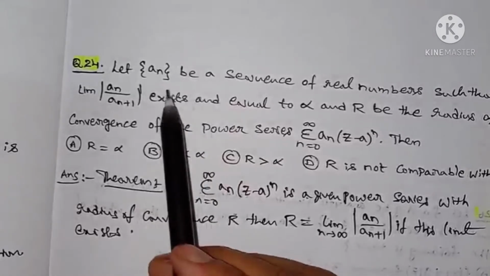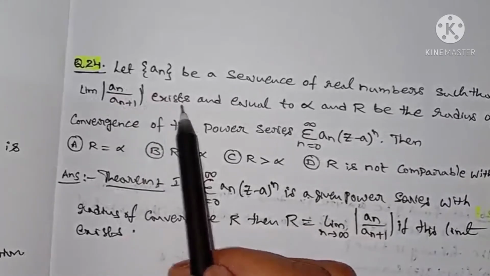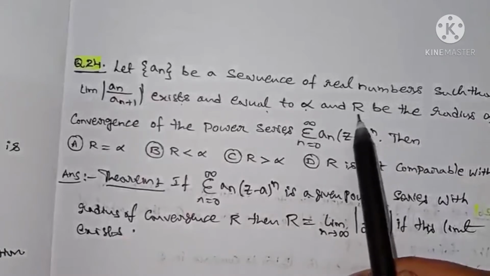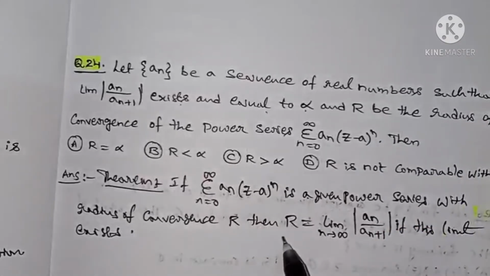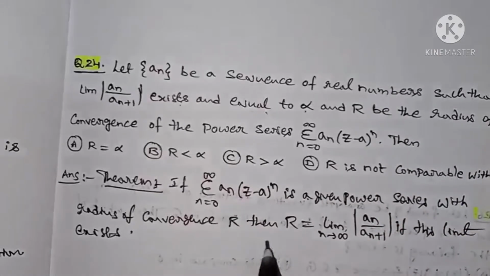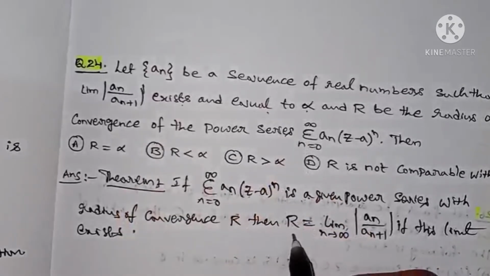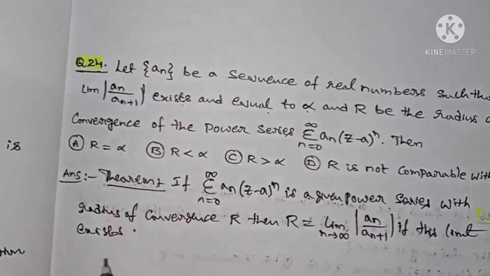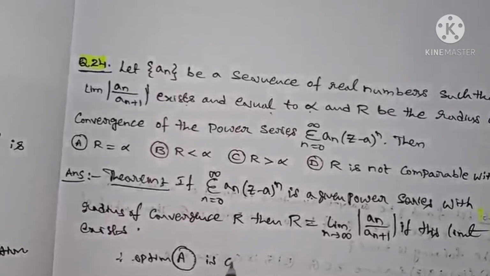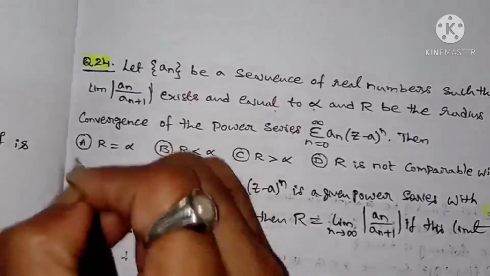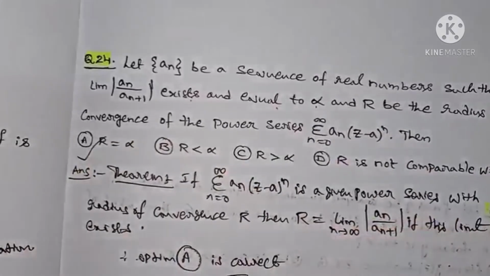So here the given question is: a_n be a sequence of real numbers such that limit as n tends to infinity of modulus of a_n by a_{n+1} exists and it is equal to alpha, and R is the radius of convergence of the power series. Now comparing with the theorem, here R is the radius of convergence of the given power series and the limit of the sequence is alpha, that is the given hypothesis. So here R must be equal to alpha. Therefore option A is correct. Is it clear? Therefore option number A is the correct option. Okay, we will see the next question.